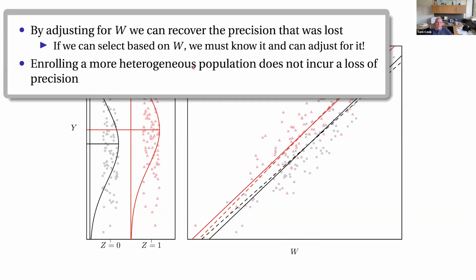So if I can select people based on W, that is, I can select by observing W and enrolling only people in the middle, then I also know it so I can adjust for it. So enrolling a more heterogeneous population does not incur a loss of precision.